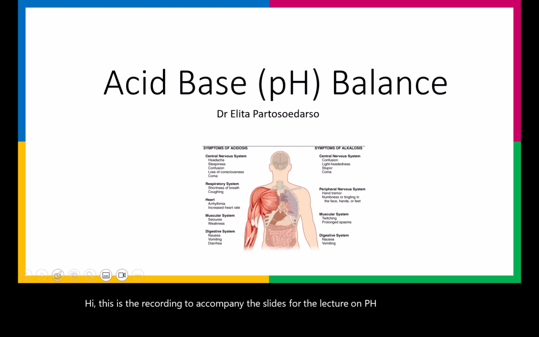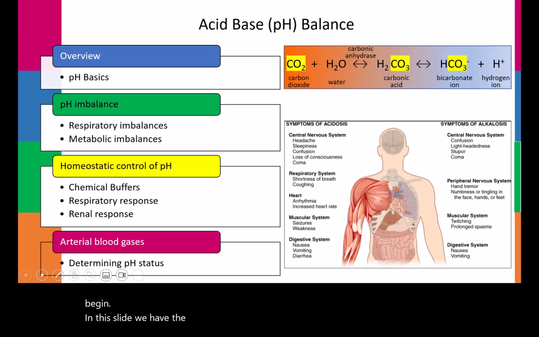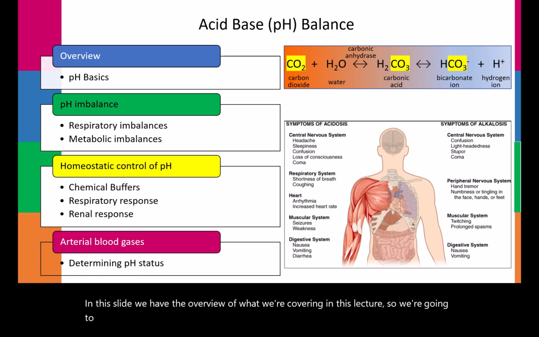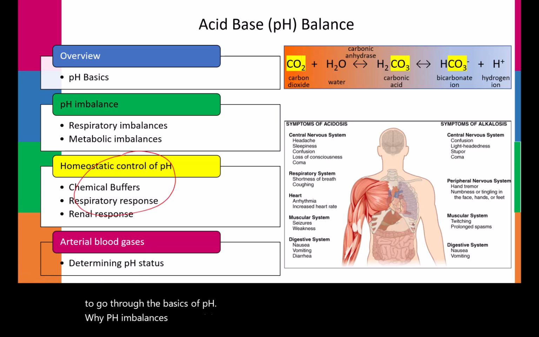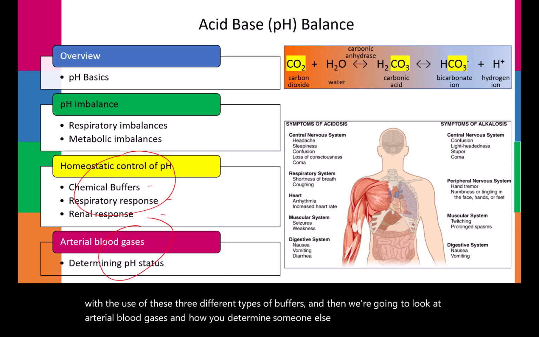So let's begin. In this slide, we have the overview of what we're covering in this lecture. So we're going to go through the basics of pH, why pH imbalances occur. We're going to look at how that pH imbalance is corrected with the use of these three different types of buffers, and then we're going to look at arterial blood gases and how you determine someone's pH status.